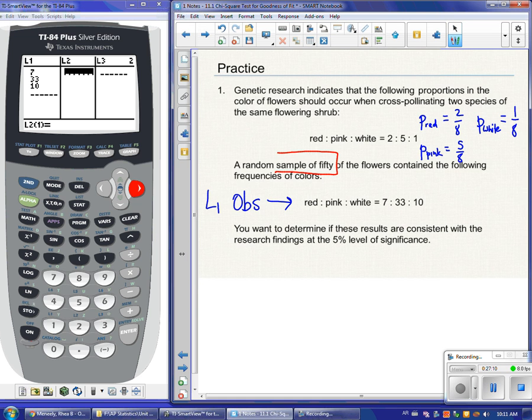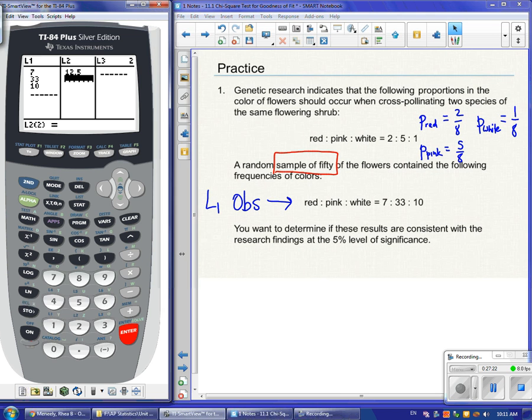To do my expected counts, in a sample of 50, I would expect 2/8 of 50 to be red. I'm just going to do that on my calculator: 2/8 times 50. I would expect 5/8 times 50 to be pink. And I would expect 1/8 of 50 to be white. Okay.